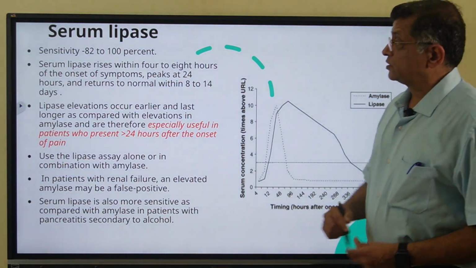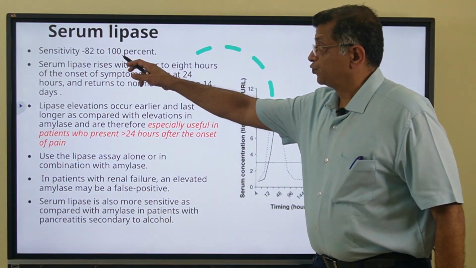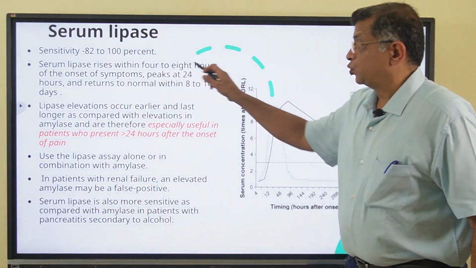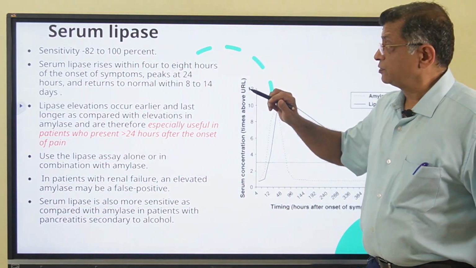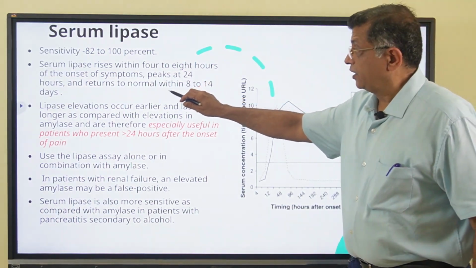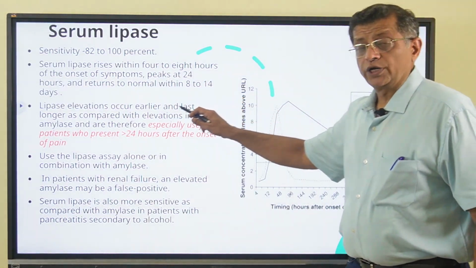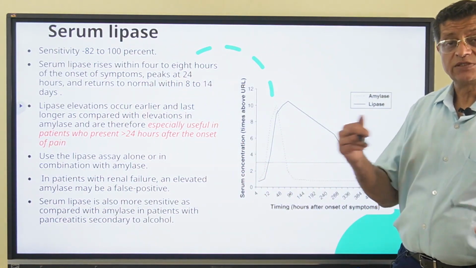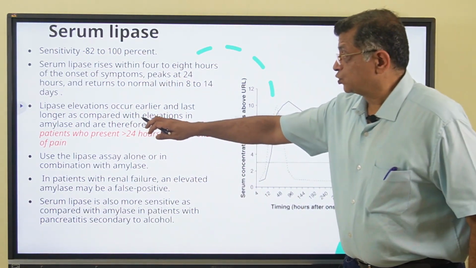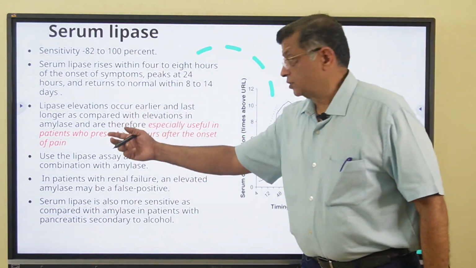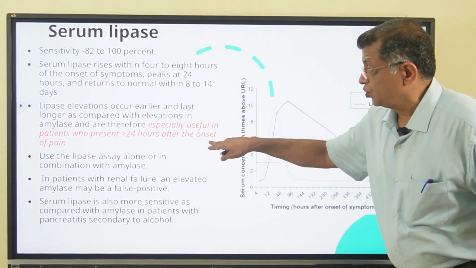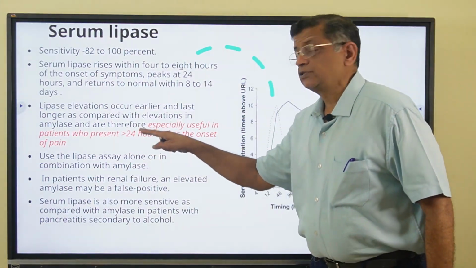Lipase is a little more specific and more useful. Sensitivity is 82 to 100%. It rises within 4 to 8 hours of onset of symptoms and peaks at 24 hours and returns to normal within 8 to 14 days. So, we have a time of 1 to 2 weeks when lipase remains elevated. Lipase elevation can occur earlier and last longer than amylase. Therefore, lipase elevation is especially useful in patients who present more than 24 hours after the pain.